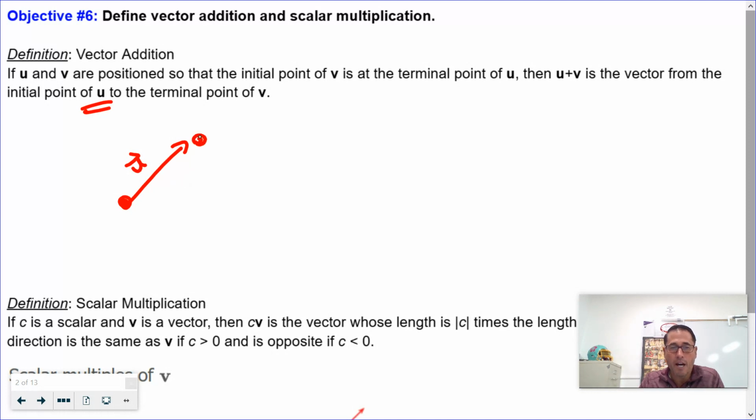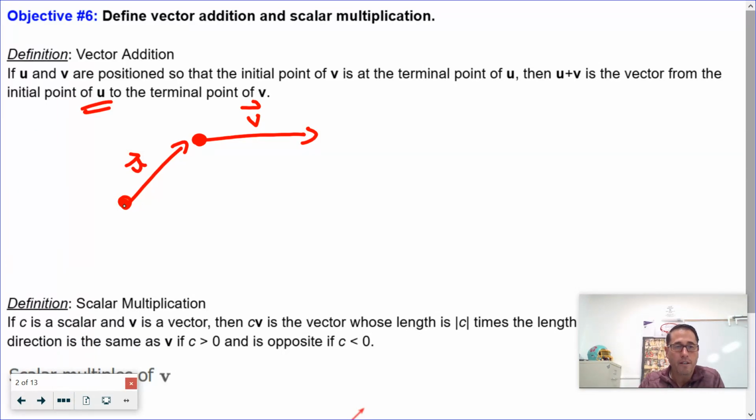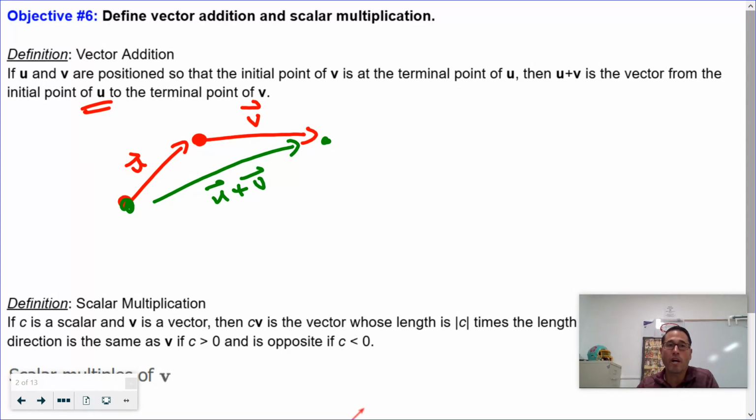And then let's say we have another vector, and we'll call that guy V. Then vector addition is simply, here I'll use a different color for this, the vector from U to where V ended up. And that would be what we call vector addition. That'd be U plus V. That's it.